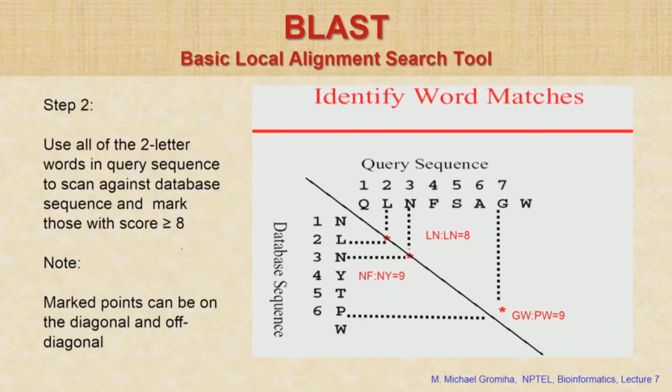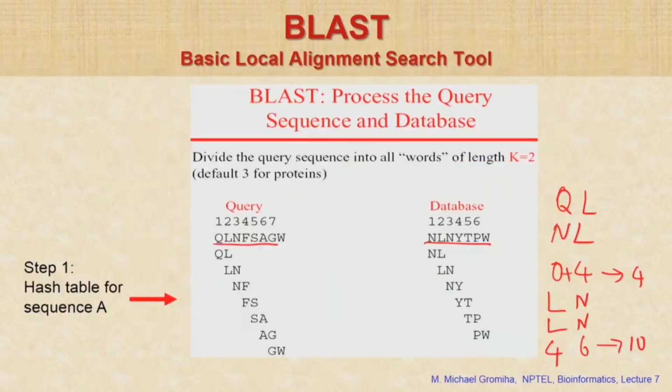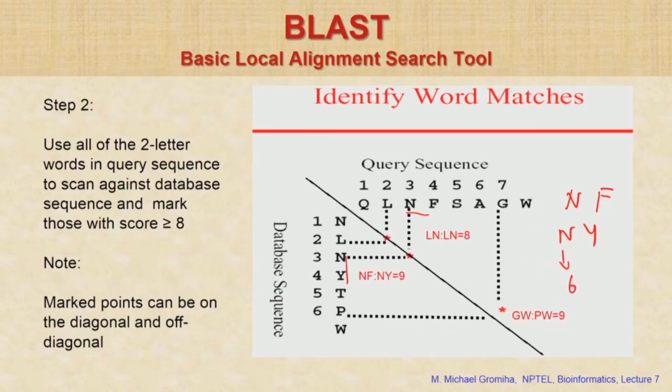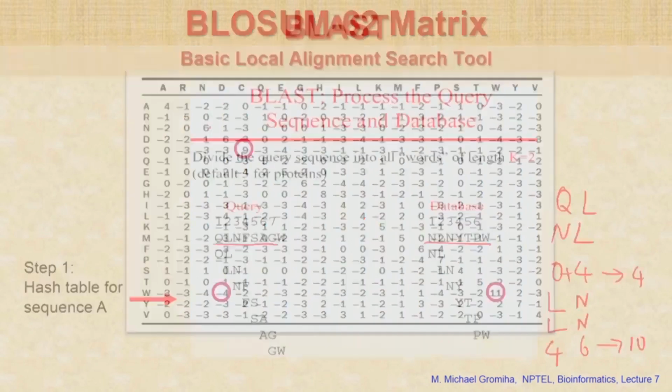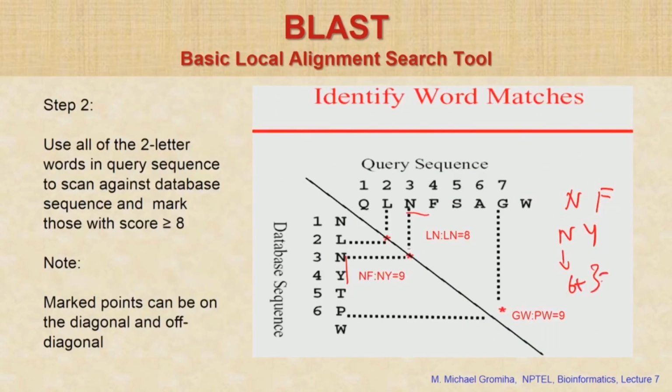We use this matrix and we make a cutoff score of 8, right. This can be adjusted. So, you can put, for example, a score of greater than or equal to 8 and see where we have the values which are more than this. Here, if it is LN and LN, you get 10, and NF and NY get a score of 9. NF, NY, what is NN? NN is 6. FY, YF is 3. So, 6 plus 3 equals 9.